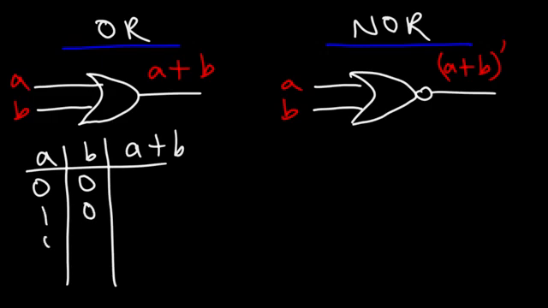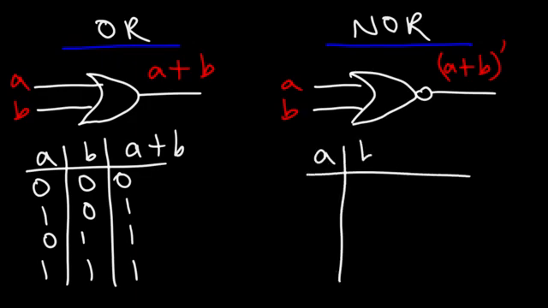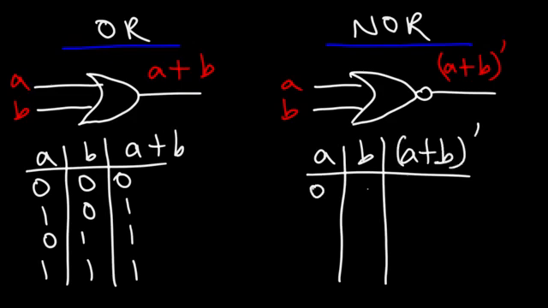The output of an OR gate will be in the ON state if either A or B is in the ON state. Now, in the case of the NOR gate, it's simply the reverse. If either A or B is in the ON state, the output will be in the OFF state.